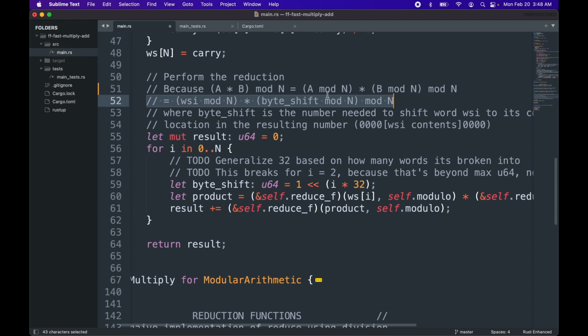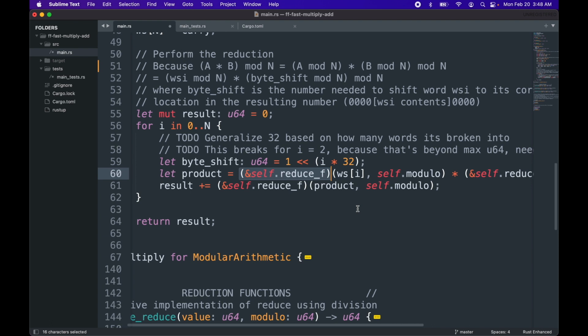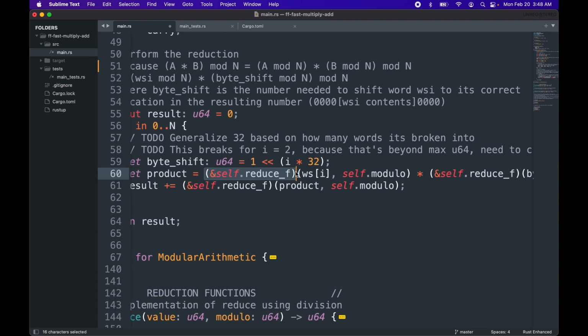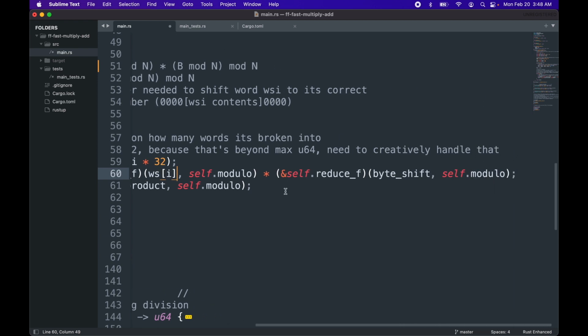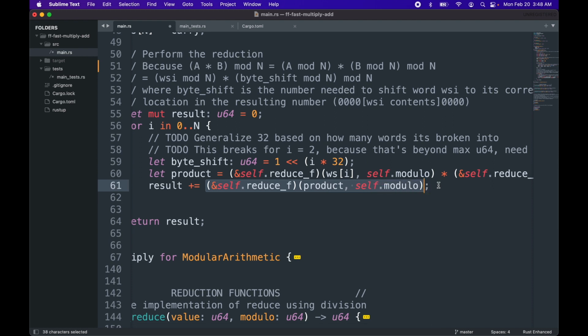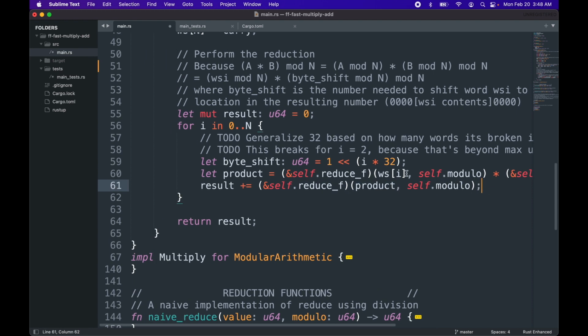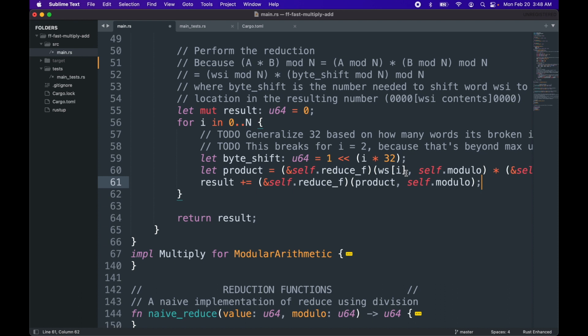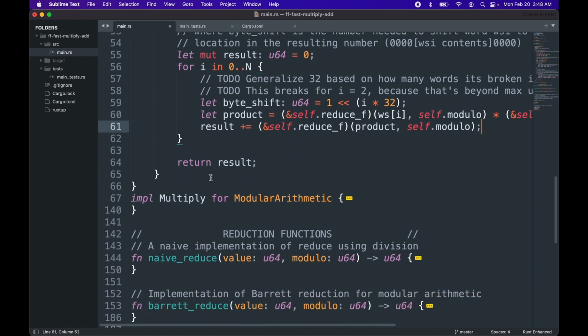Regardless, we're making use of this in that we reduce first the ith word of the result by the modulo, and then we also reduce the byte shifting that would happen by the modulo, and then we reduce that whole thing because we always want to keep it mod n, whatever n is, and then that's returned.